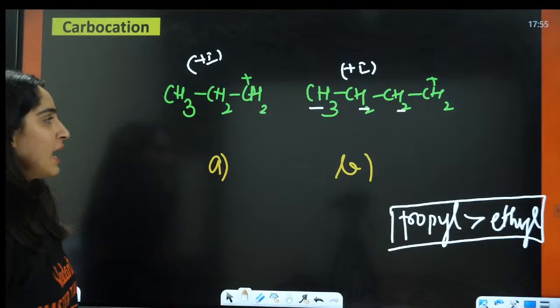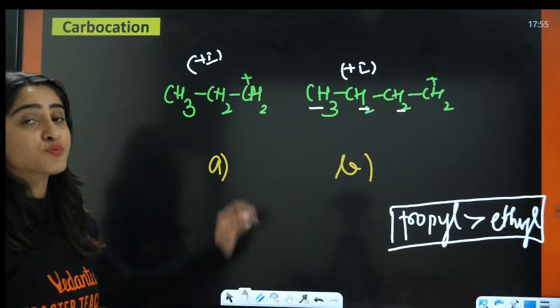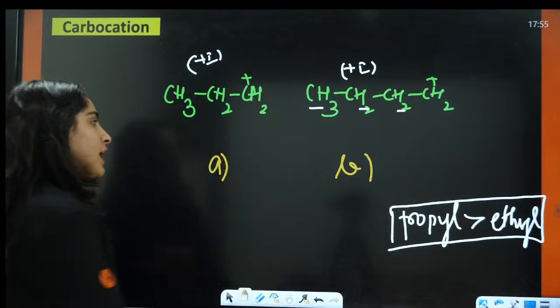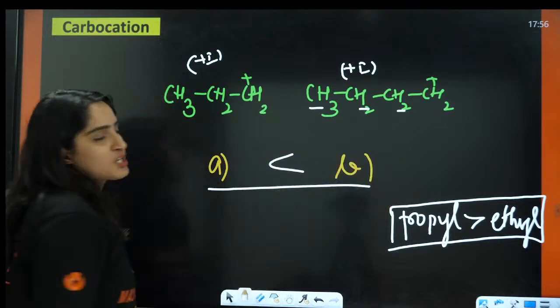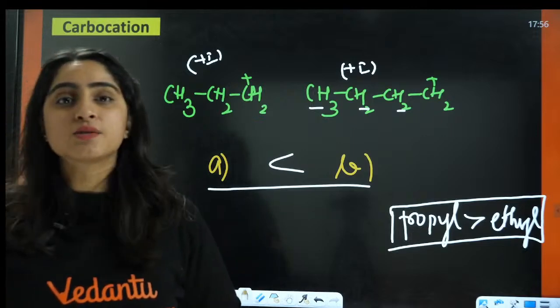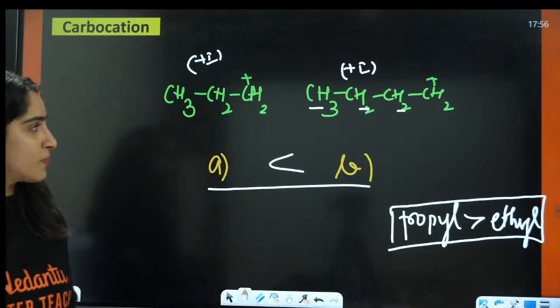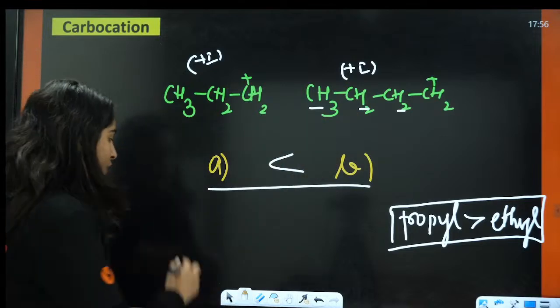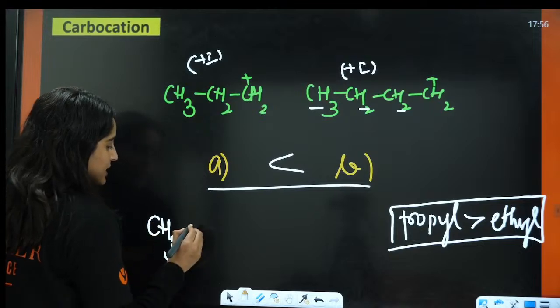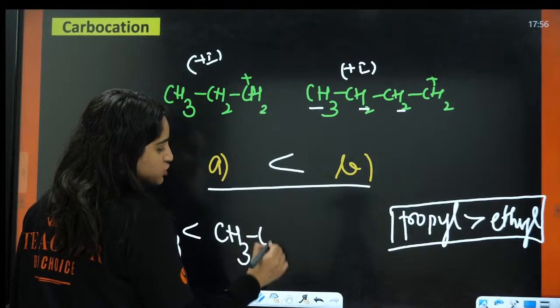That means this is giving the electrons, this positive charge, making it more stable. So that means B is more stable than A. B is more stable. This carbon is also, like we said, CH3 has less plus effect as compared to CH3, CH2.